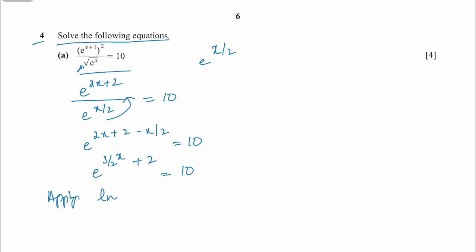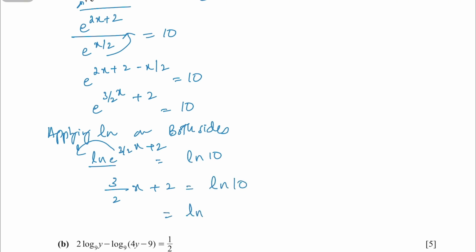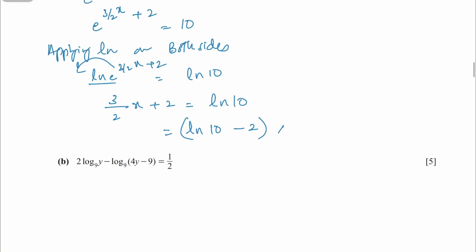Applying ln on both sides. So this would be ln e to the power (3 over 2 x plus 2) equals ln 10. Sorry, I forgot the plus 2. Ln e is 1, so this would come over here, and our final answer would look like 3 over 2 x plus 2 on our left hand side, and this would be finally written as (ln 10 minus 2) multiplied by 2 over 3 equals x.